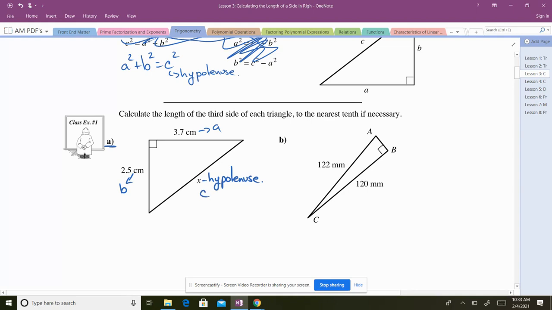So then you plug everything into the formula, right? Formula is A squared plus B squared is C squared. A is 3.7 squared. B is 2.5 squared equals C squared.